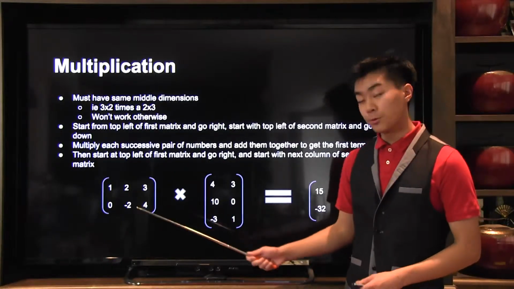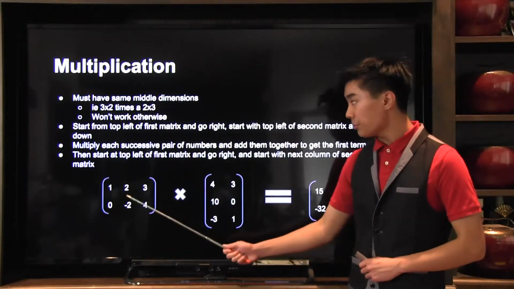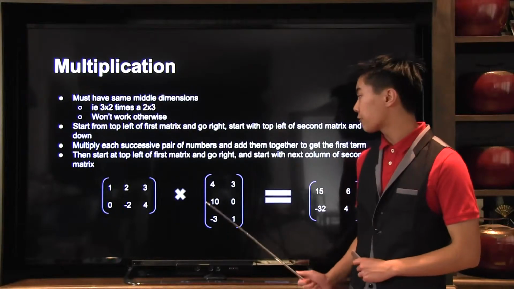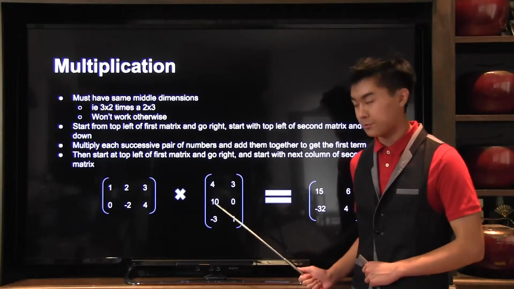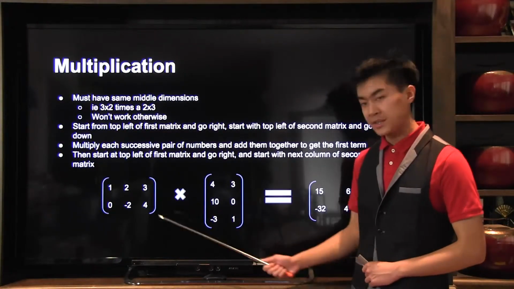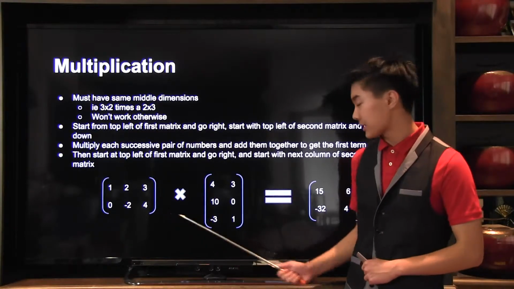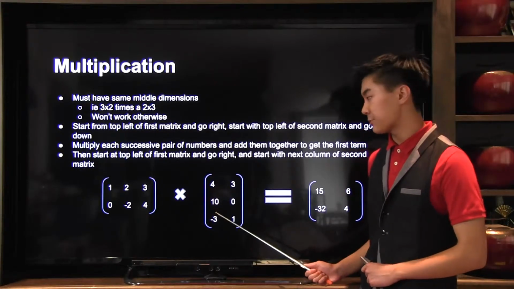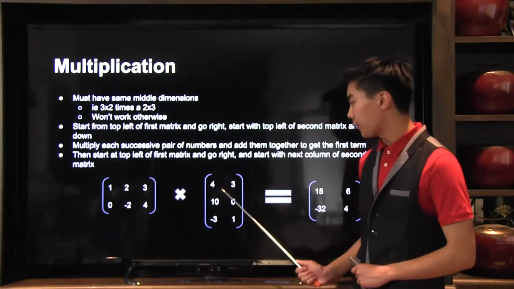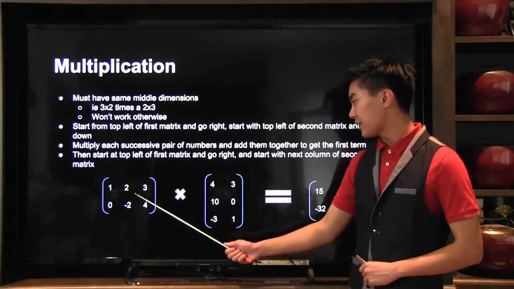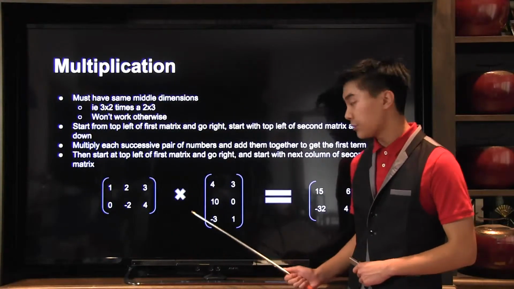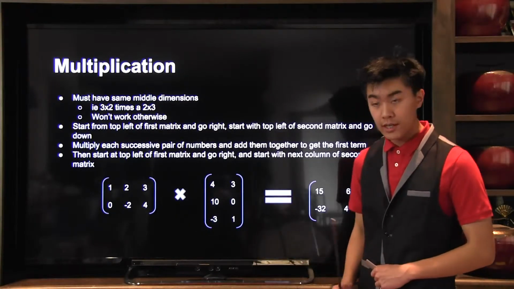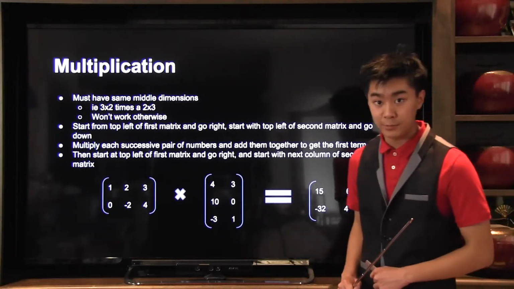So, in order to multiply, you start from the top left of the first matrix, and you start from the top left of the right matrix. You multiply those two numbers, and then you go to the right on the first matrix, and you move down on the second matrix. So you'd start out with 1 times 4, and then you'd add to that 2 times 10, and you'd also add 3 times negative 3, and you'd end up with 15 in the final matrix.